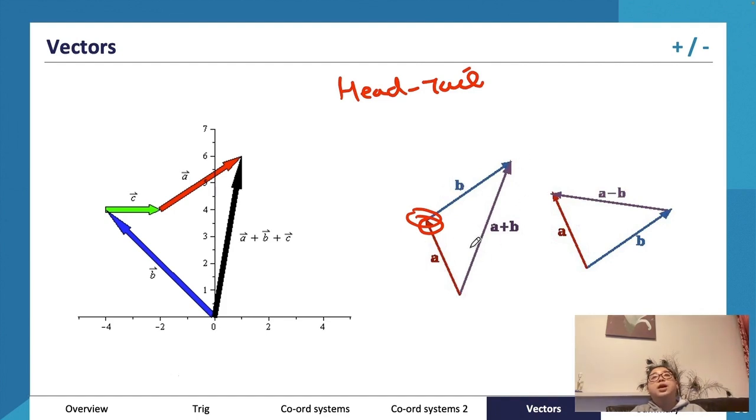And so you can see how this is a plus b, whereas this is a minus b. All you have to do to go from negative to positive is flip the direction of the vector, because now it's going in the opposite direction.